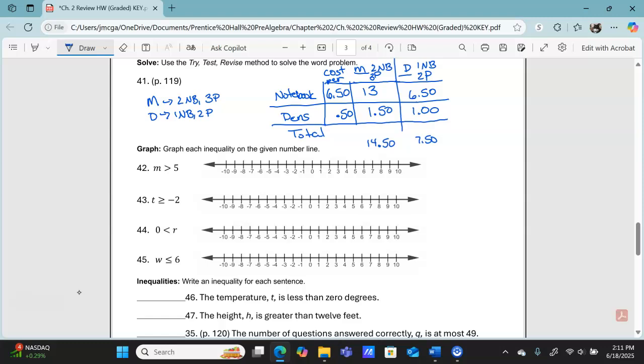Graphing them, m is greater than 5, open circle since there's no or equal to. And remember, your arrowhead will match the direction of your inequality if your letter is written first. Greater than or equal to -2, I'm going to use a darkened dot and go that way. This one I'm going to rewrite. It opens up to the R, so I rewrote it as opening up to the R, open circle at 0 and going that way. And W is less than or equal to 6, so a darkened dot. And remember we use open circles if there's no or equal to. We use a darkened dot if that or equal to is showing up there.